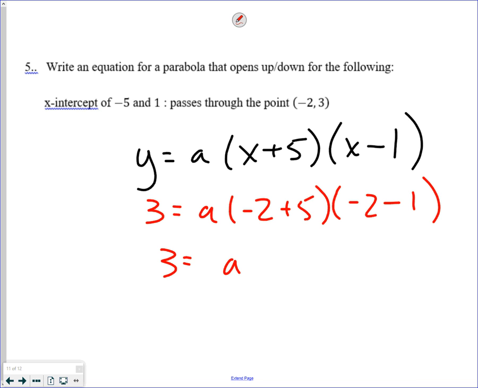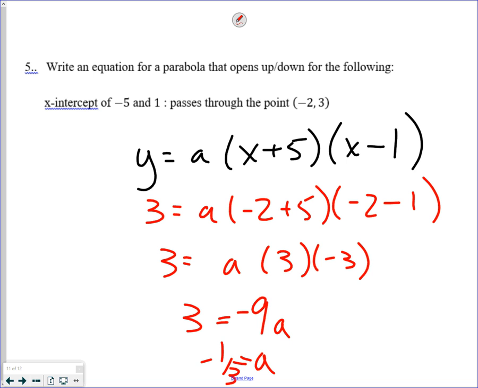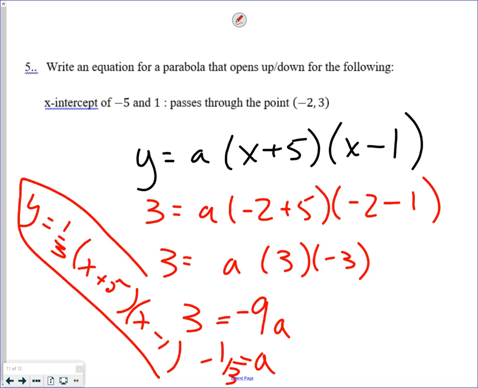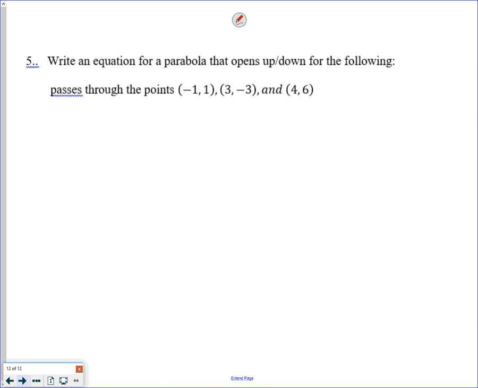So now a, this would be 3 times negative 3. So I get 9a. a would be negative 1/3. So again, writing it down the side here, y is equal to negative 1/3 (x + 5)(x - 1). Next one. This is the hardest of the group.